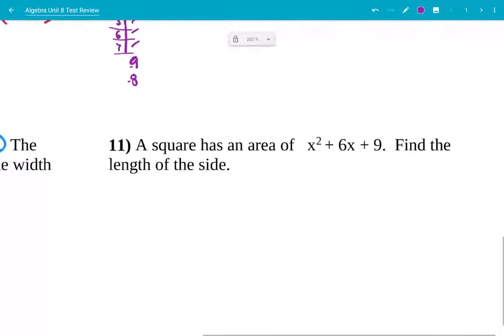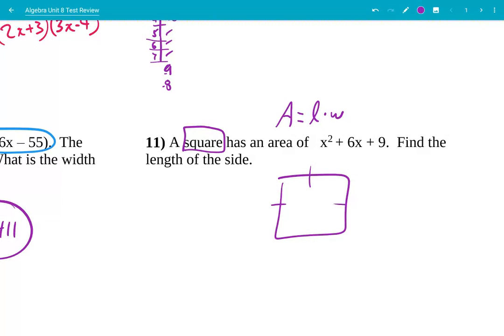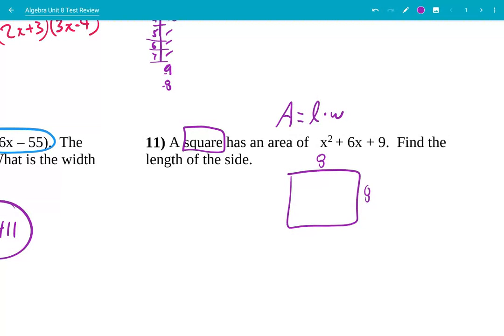Let's try it over here. A square has an area of this. Find the length of the side. Uh-oh, area equals length times width. They didn't give us one of them, but it's a square. So that means that the sides are going to be the same. All 4 sides are the same. That's the geometry stuff. So if this side is 8, then that side's 8, and that side's 8, and that side's 8. So the length and the width are going to be the same.